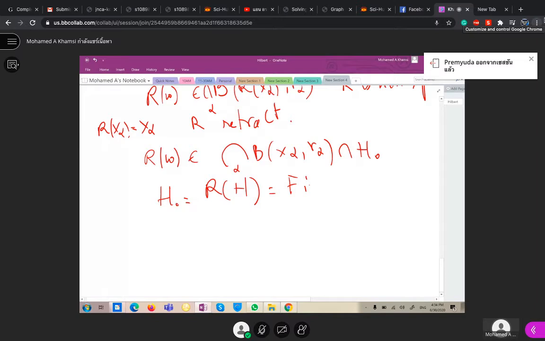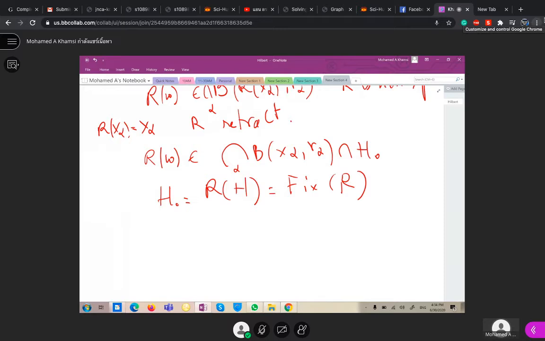Keep in mind that H0 is exactly R of H, which is also exactly the fixed point set of R. So when you have a non-expansive retract, the image, which is the set of fixed points of the retract, is hyperconvex. This is really interesting. I'm getting you somewhere here. Okay, so that's what you have here.